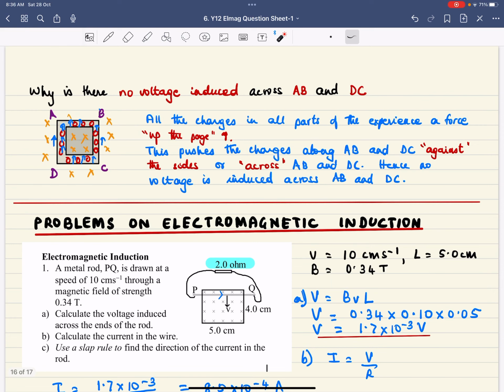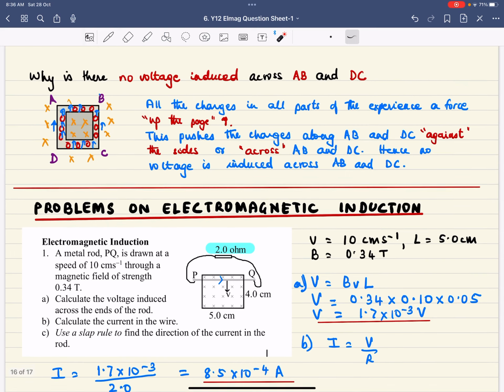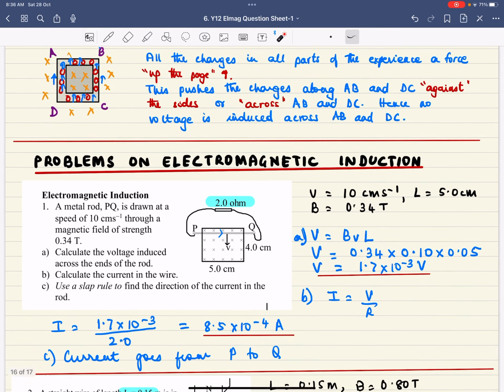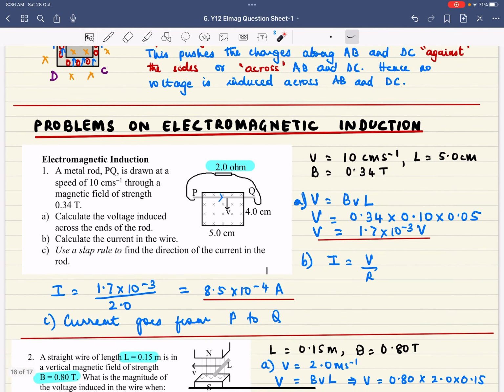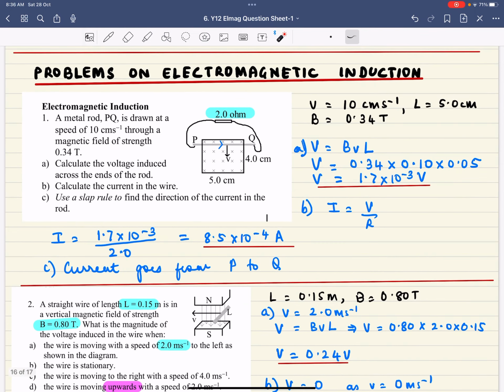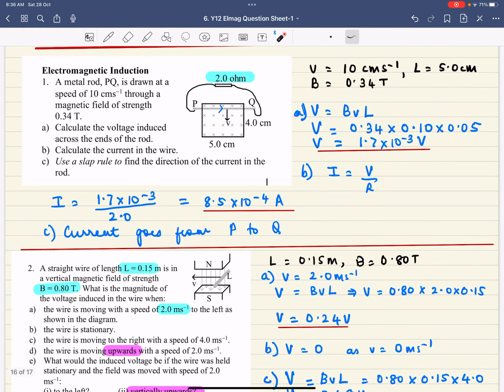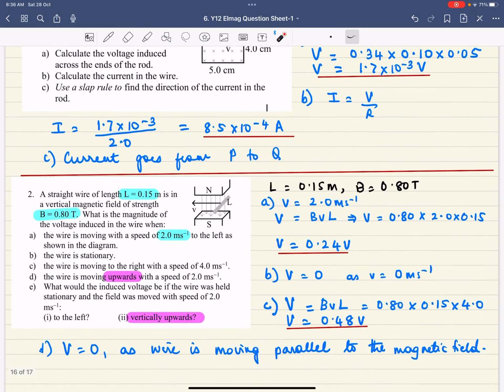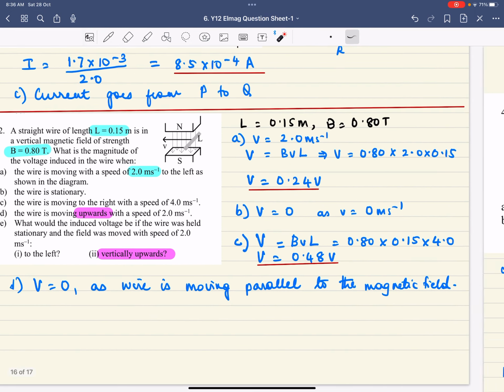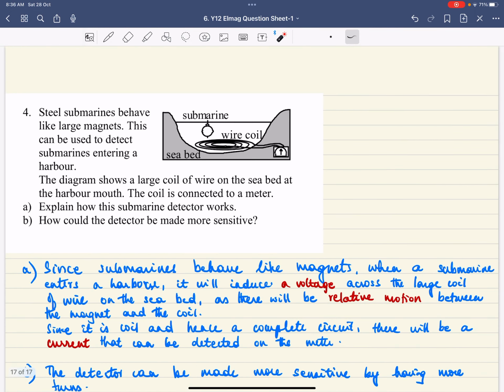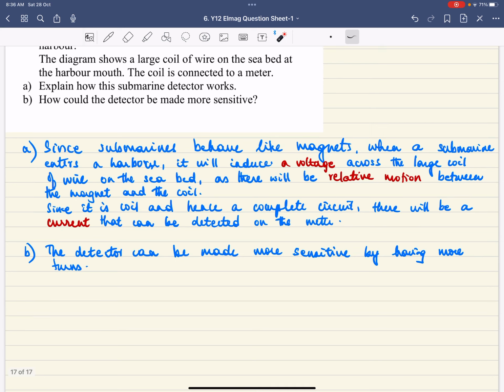Here is the explanation of what I just said, and here are some questions on electromagnetic induction, which you're most welcome to take a look at. Look at my working for the first one, and then try and solve the others on your own. I've got one over here. And I think that is it for electromagnetism.